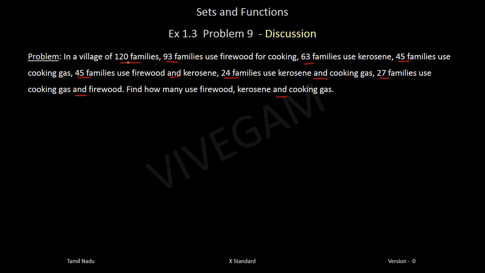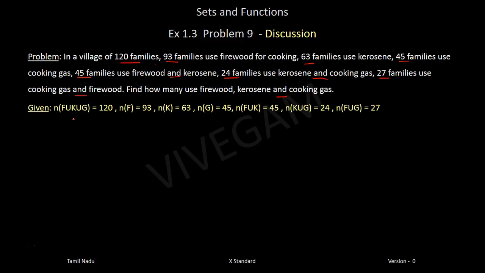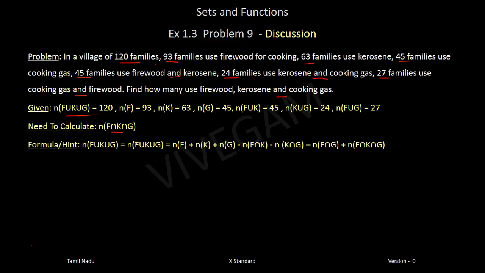These 120 families use one or the other, so it is n(F union K union G). So with that in mind, we can put it out. n(F union K union G) is 120, n(F) is 93, n(K) is given. All this is listed out. Now we are asked to find n(F intersection K intersection G). Actually, we should write the formula before putting in the problem.